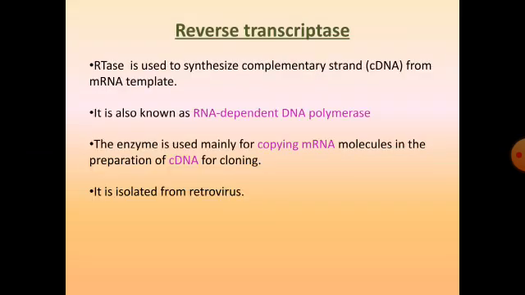The next enzyme is reverse transcriptase, or simply called RTase, used to synthesize the complementary strand, that is cDNA, from an mRNA template. It is also known as RNA-dependent DNA polymerase. The enzyme is used mainly for copying mRNA molecules in the preparation of cDNA for cloning. It is isolated from retrovirus.